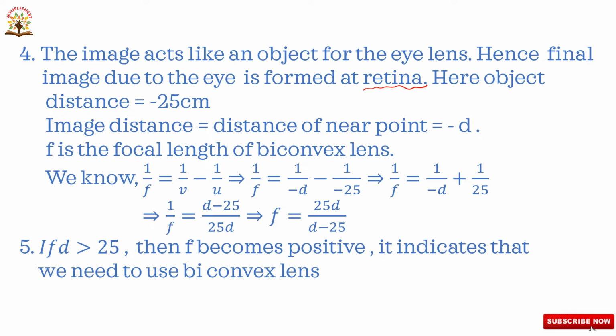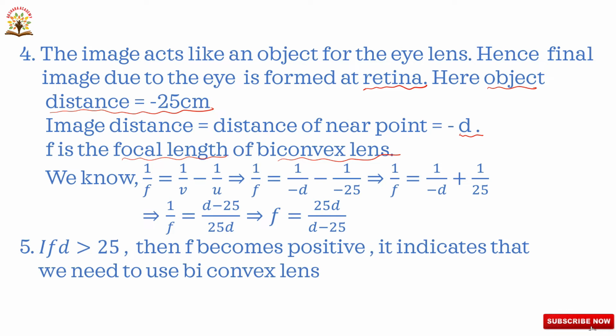Now we are calculating the focal length. Here the object distance is minus 25 centimeters. Here the minus sign is according to the rules for sign convention. The image distance is equal to the distance of the near point, that is equal to minus d. Now f represents the focal length of the biconvex lens.